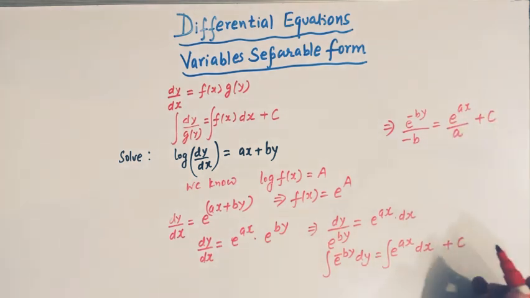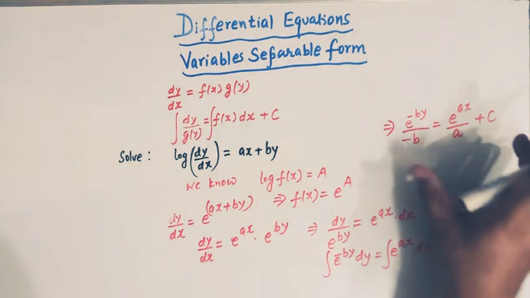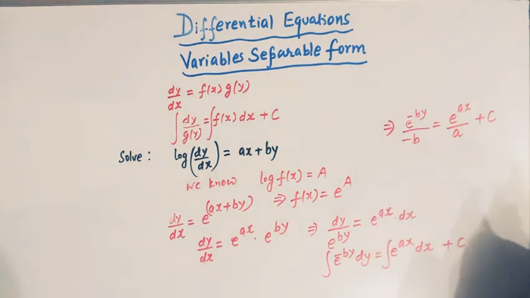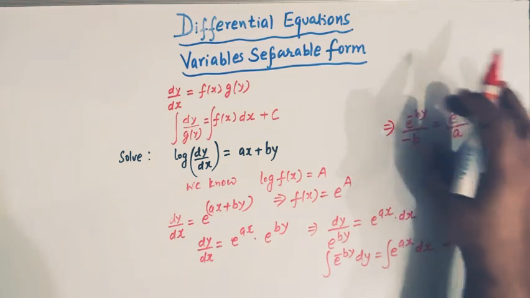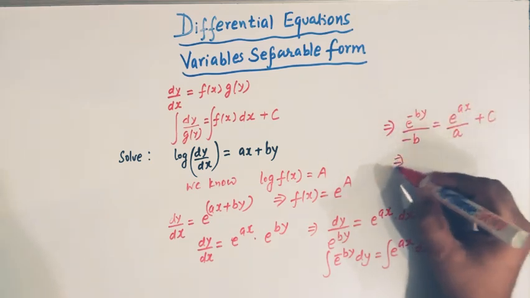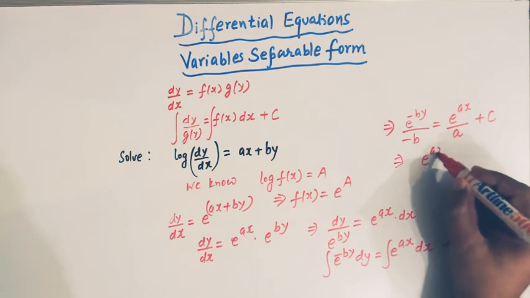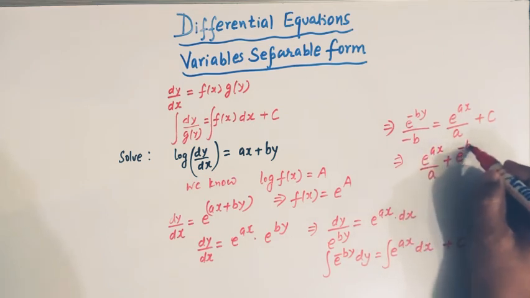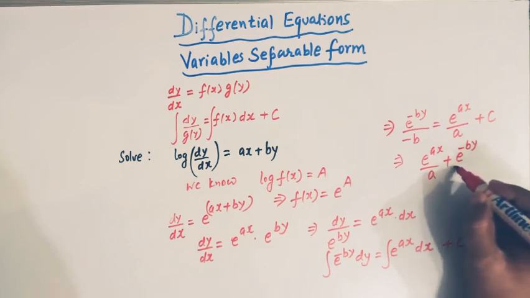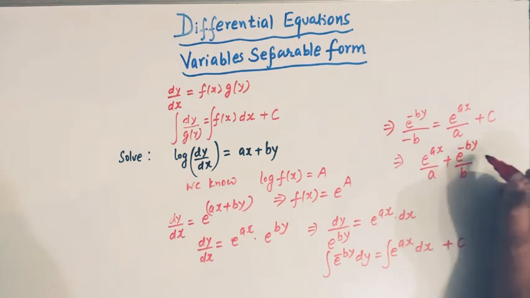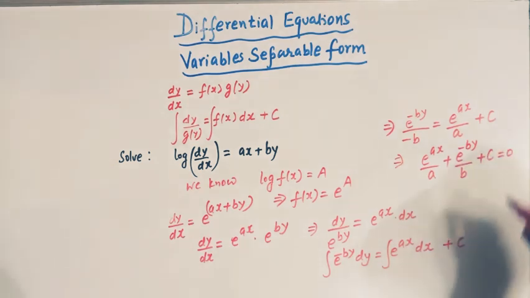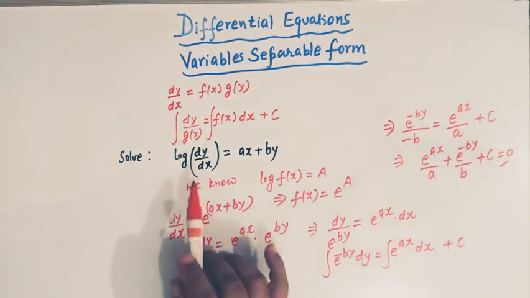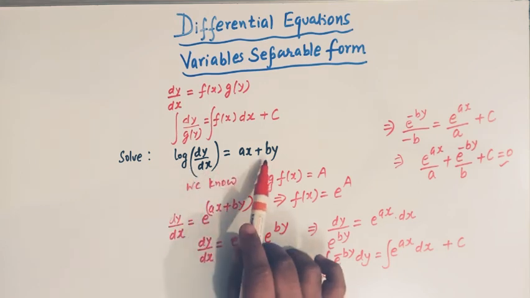Now we can also simplify it further by taking this term to this side. So we can also write it as e raised to ax over a plus e raised to minus by divided by b plus c is equal to 0. So this is the required solution of this differential equation.